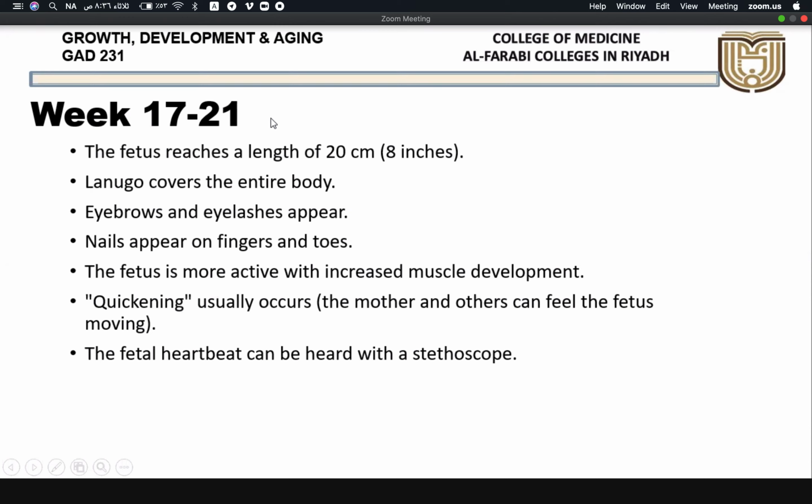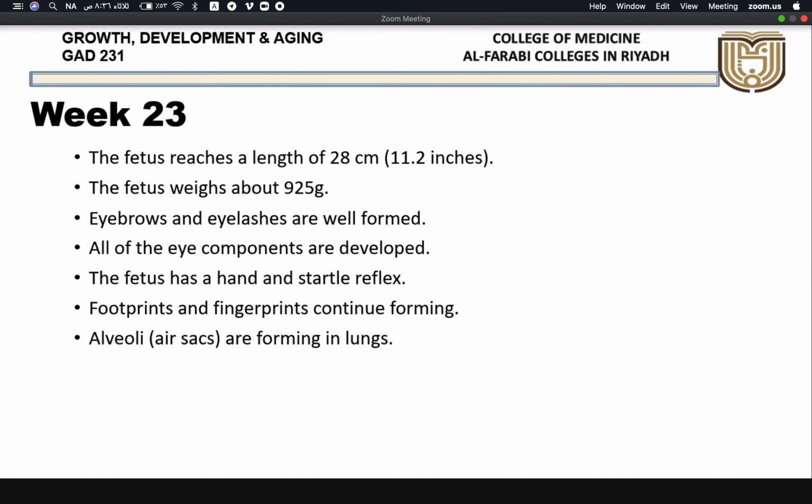By the 17th to 21st week, it has grown up to 8 inches, and you can see the lanugo hair on the entire body, and even the eyebrows and eyelashes. And there will be appearance of the nails. And the fetus starts showing movement, that is called the quickening. And you can hear the fetal heart sounds through the stethoscope.